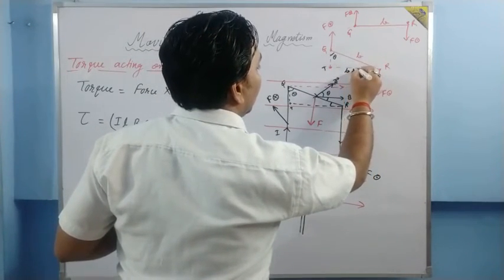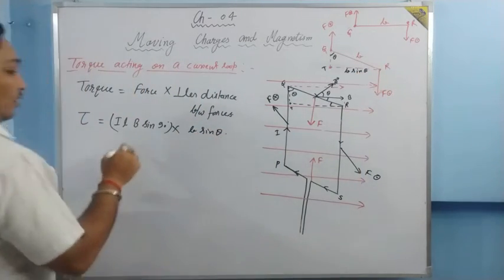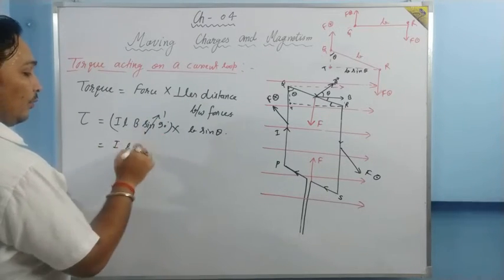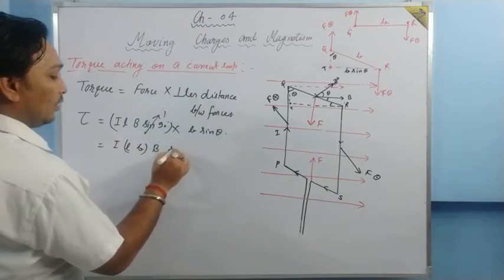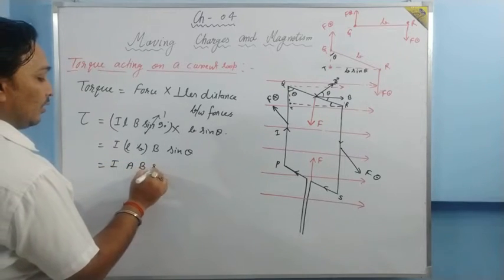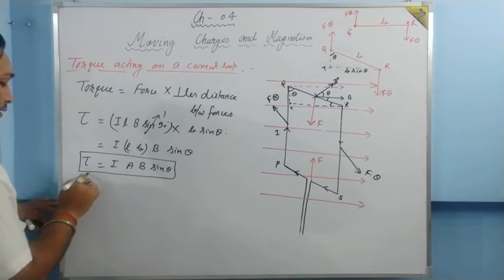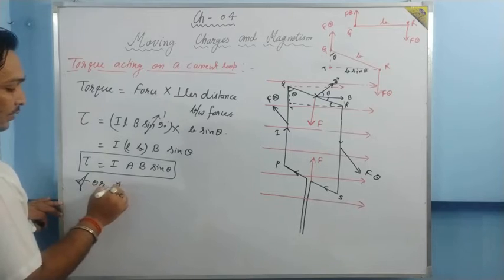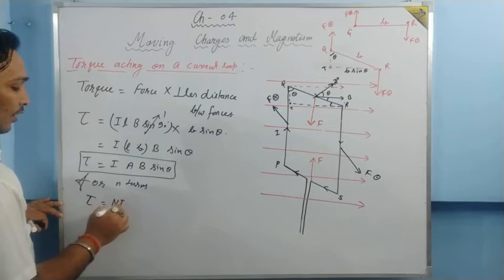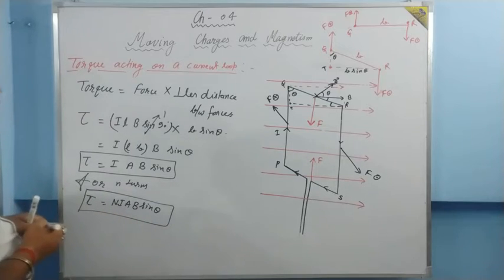RT will be B sin theta. So we must write over here B sin theta. The value of sin 90 is 1. So it will become I L B sin theta. L into B is the area of the coil. So IAB sin theta. For n turns, torque will be equal to NIAB sin theta.